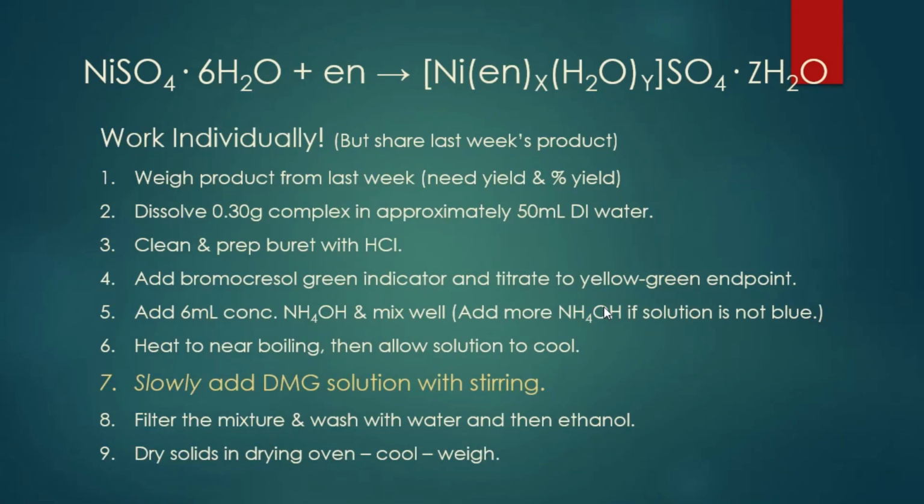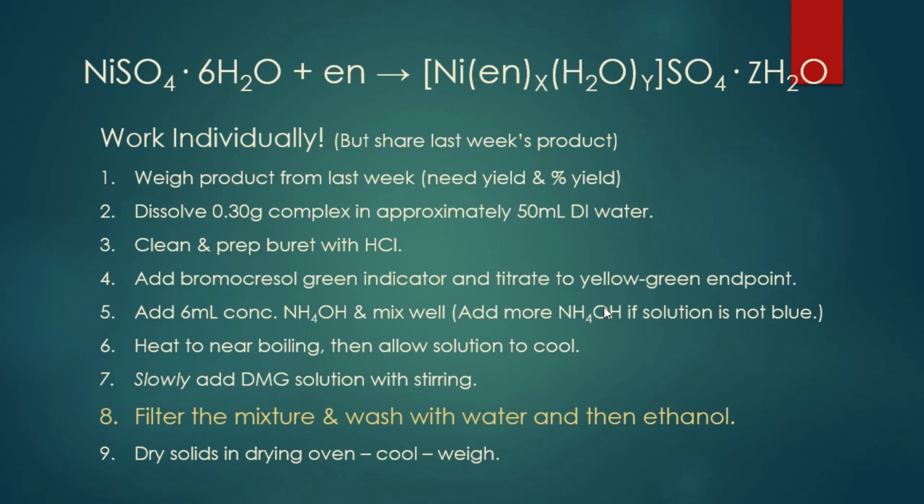Add it slowly, just as you did with the ethylenediamine last week. Just add a little bit at a time, keep swirling. As you add it, you can start adding a little more quickly afterwards, but go kind of slowly to start. And then once you've added all the dimethylglyoxime, the nickel should be precipitated. You're going to filter and wash it.